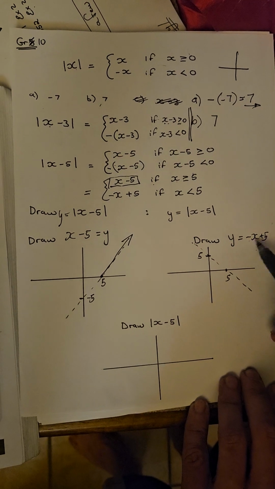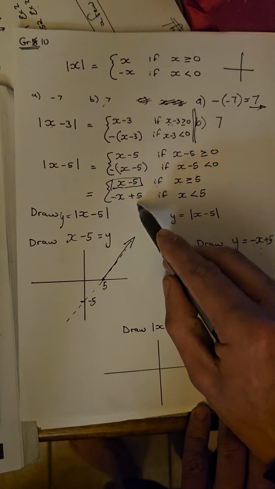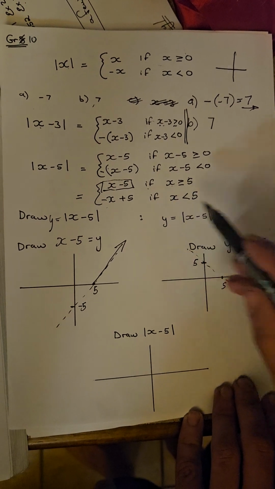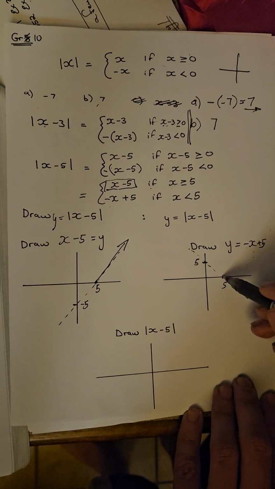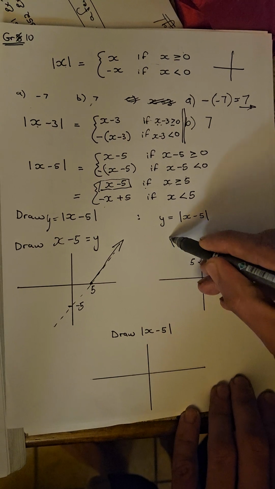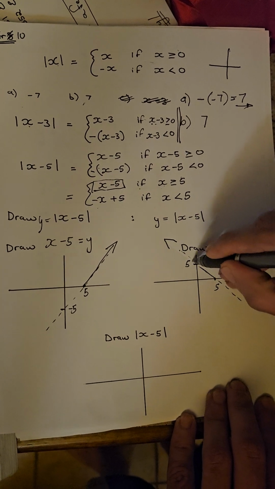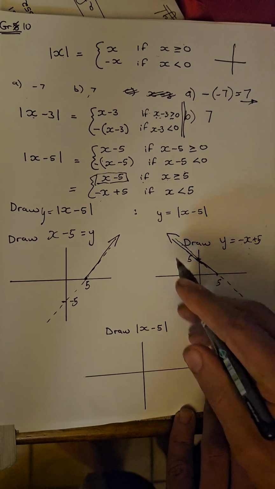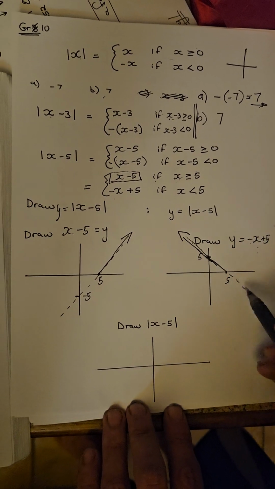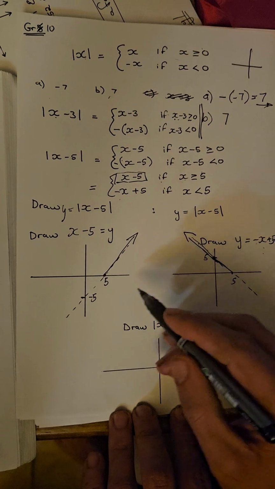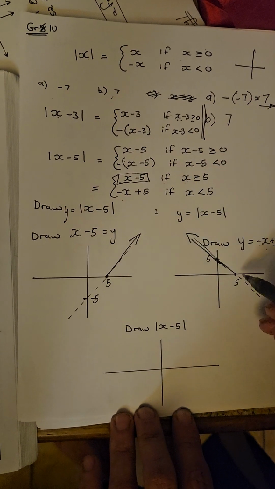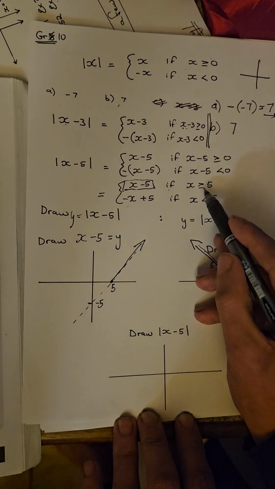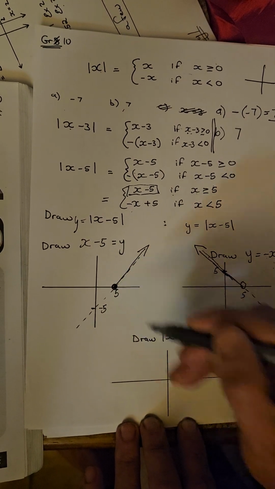If I look at this one, negative x plus 5, whenever x is smaller than 5, to the left of 5, I only draw it to the left of 5. Let me just press a bit harder to actually show my line. Ignore the ugly line there. So I'm not drawing it to the right. And then this one is not included, so I can put a circle there. This one is in fact included, so I can put a solid dot there.